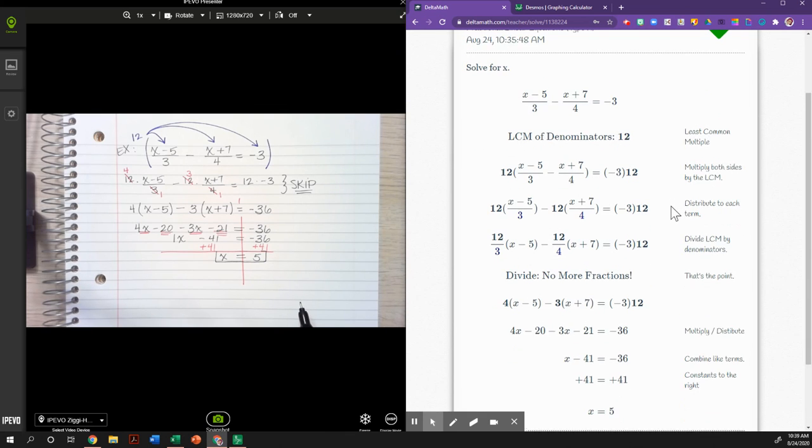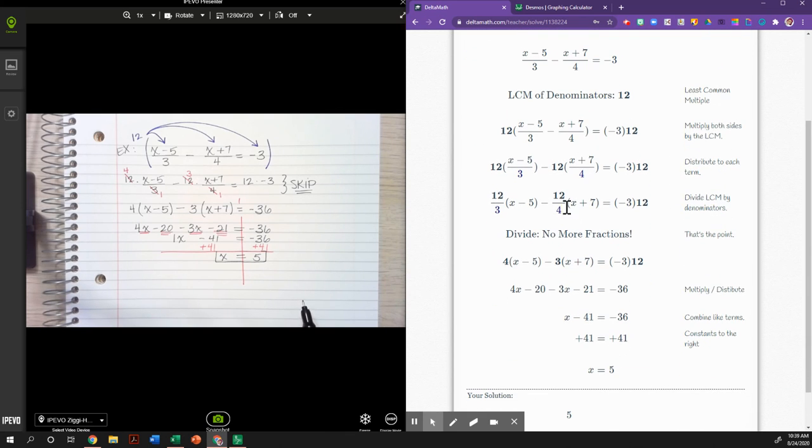Okay. All right. And you can see here, there's another way of how Mr. Delta Math, he moved it. Okay. So you can see that 12, 3. He moved it, made it 12 divided by 3. So that's where he got his 4. 12 divided by 4, that's where he got his 3. Okay. And then he solved the equation.